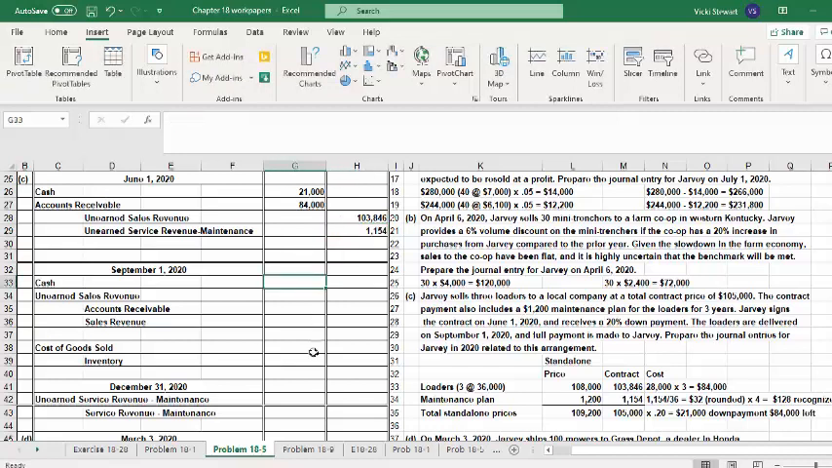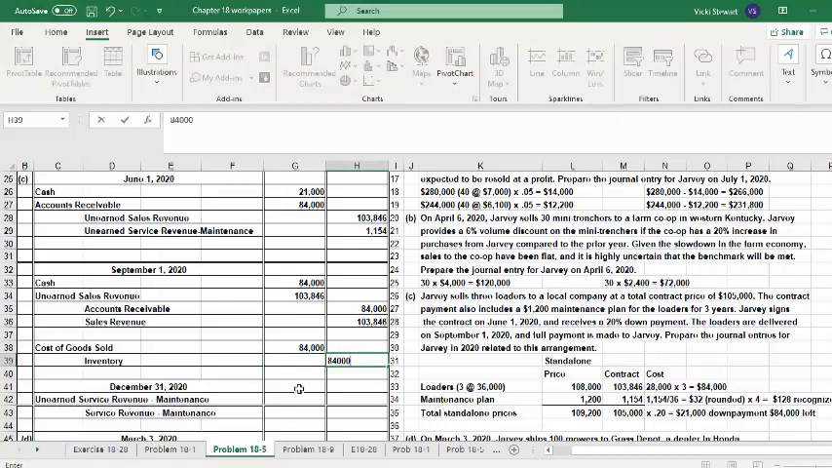Then on September 1st, when we deliver the loaders, we would collect the remaining $84,000 in cash, and we would debit cash. We are now delivering the loaders, so we can record the sales revenue. So we would debit unearned sales revenue for $103,846, and we would credit accounts receivable for $84,000 and credit sales revenue for $103,846.